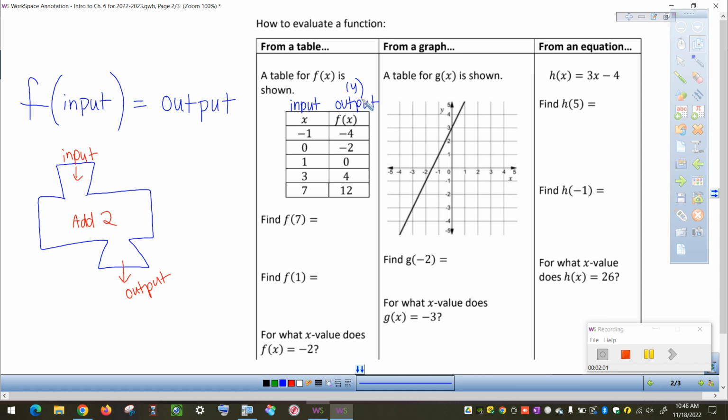So here's how we evaluate it. The first example here, if we want to find f of 7, that means when the input is 7, what is the output? We are just going to look on our table, and I'm going to circle this piece at the very bottom because that's where I have an input of 7, and I can see that the output is 12. Now I want you to go ahead and try on your paper. Fill in what is f of 1 using that table.